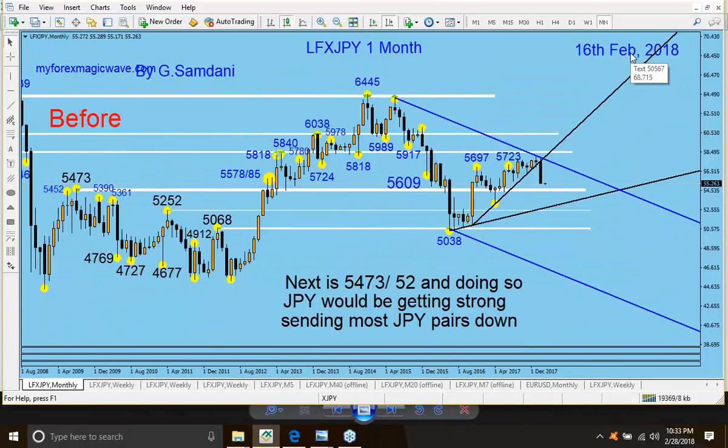Okay, I made it on the 16th and gave it to my subscribers and everything. What did I write here? Next is 54.73, which is this number, and it was up there and this was coming down. 54.73, 52, right? These two highs. And doing so, yen would be getting strong, sending most yen pairs down. So I was ready since then. You know what I'm saying?